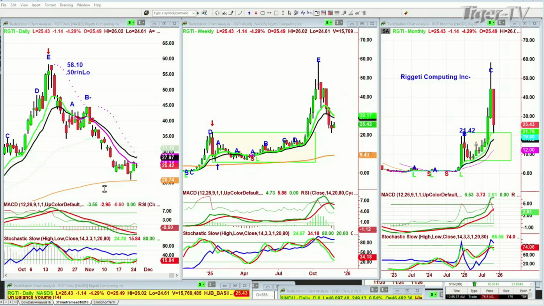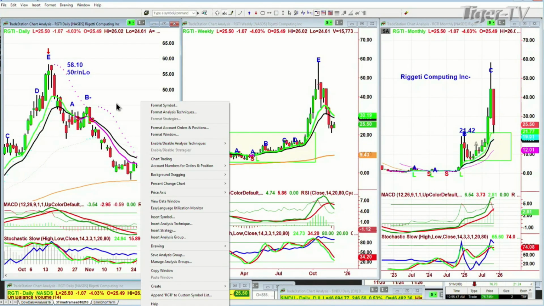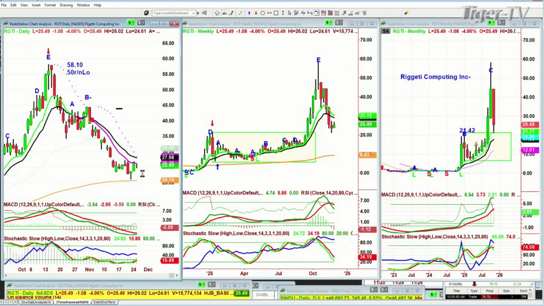Put this in the sector of how it tested 20.74, the 200-period moving average. If it can keep above that for another day or two, then 27 would be my target. 27.98 is the 14-period moving average. But right now, I'd hold off a second. If it took out yesterday's low, then I would start a position as a trade. And that's all right now.